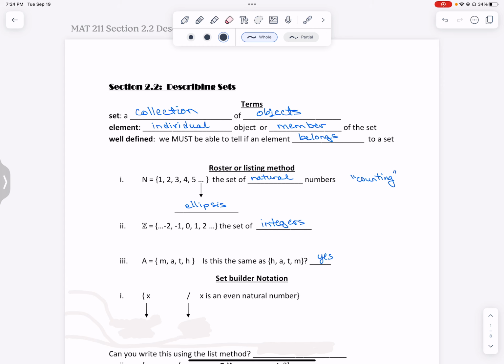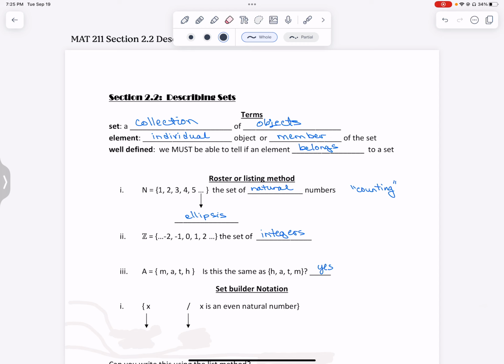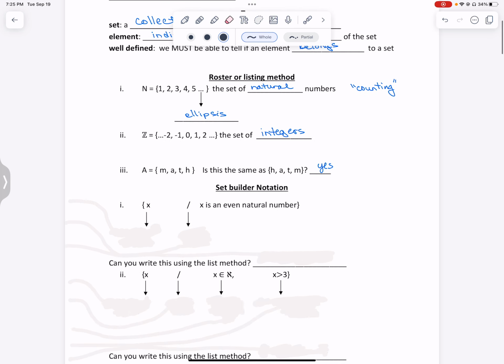So that's called the roster method or the listing method. You literally just list them. Notice what's at the end of each one of these. It's those little brackets. The little brackets are at the end of the list, because those brackets are how you know it's a set. Those brackets are also used in set builder notation. So those brackets go on any set, whether it's in roster or listing method, or it's in set builder.